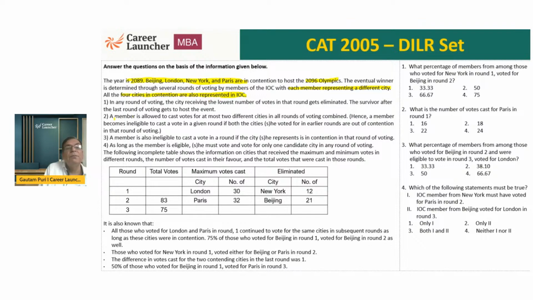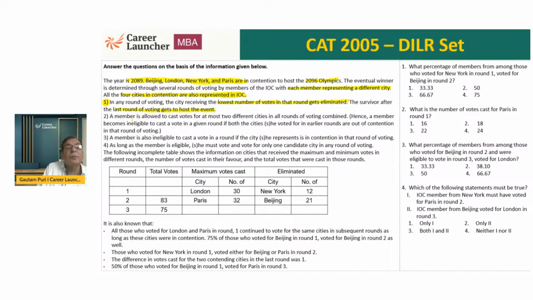Okay. Now, statement 1. In any round of voting, the city receiving the lowest number of votes in that round gets eliminated. The survivor after the last round of voting gets to host the event. So there are 4 cities in all. In the first round of voting, the city which has the lowest votes will get eliminated, we'll be left with 3. In the next round of voting, the city with the smallest number of votes will get eliminated, we'll be left with 2. In the next round of voting, the city with the smallest number would get eliminated and you'll get the winner. So out of the 4 cities which are in front of you, you need to eliminate 3 of them. So obviously every round 1 is eliminated, so 3 rounds are required. Okay. So that's the first thing.